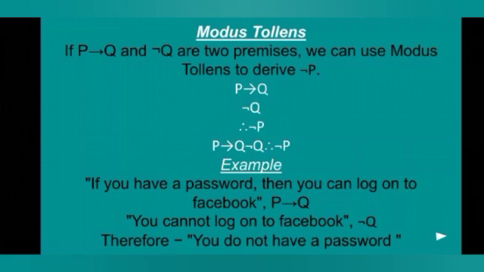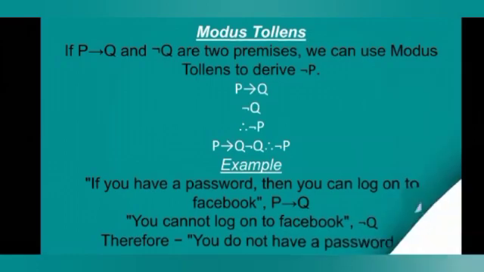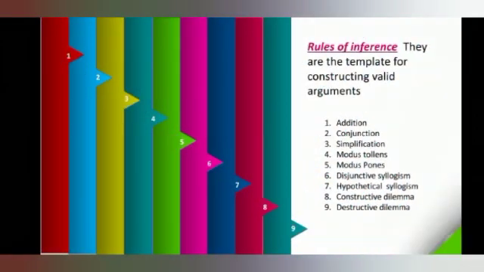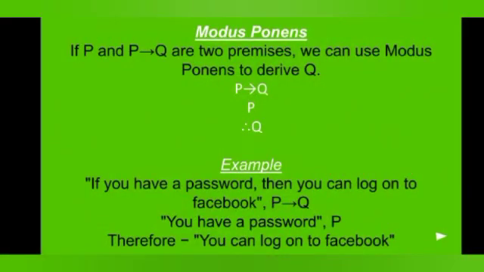For example, if you have a password, then you can log on to Facebook. That is P implies Q. You cannot log on to Facebook, that is negation Q. Therefore, you do not have a password. That is negation P. Hence, negation P is true.